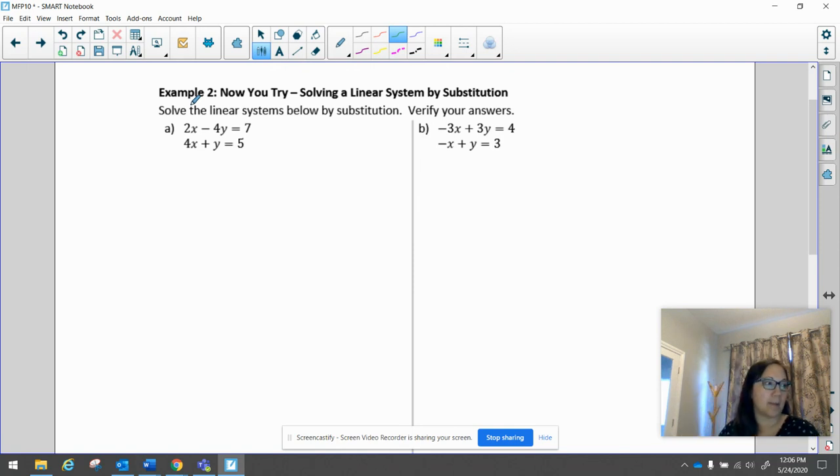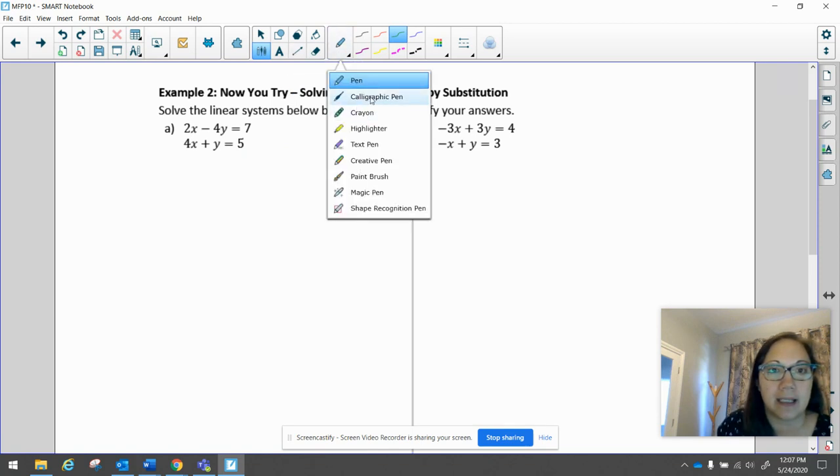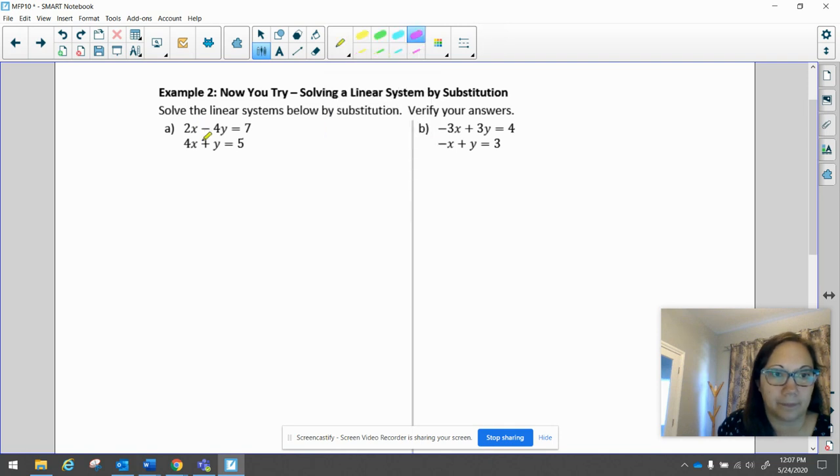Okay, so that's an example of a fully written out question with the steps written out. Here we're actually going to apply what we've learned. Okay, so there's 2 questions here. I'm going to focus on question A first. First of all, I want to ask myself which of these 4 variables is the easiest one to get by itself. And I think that this one is the y.